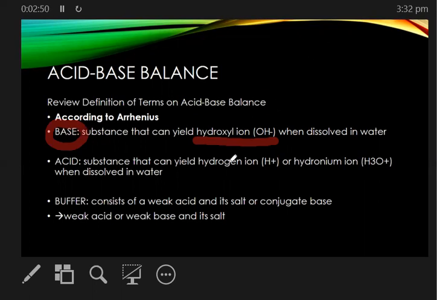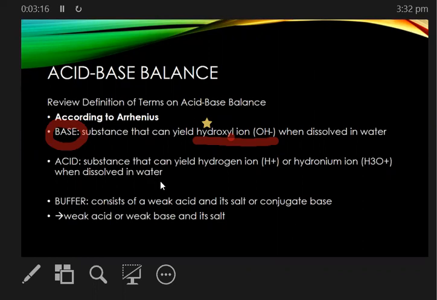According to Henry, bases are substances that increase the concentration of hydroxyl ions when dissolved in water. However, based on the recall question that I got from our examinees, this is what they came out with: a substance that can yield hydroxyl ion, base.